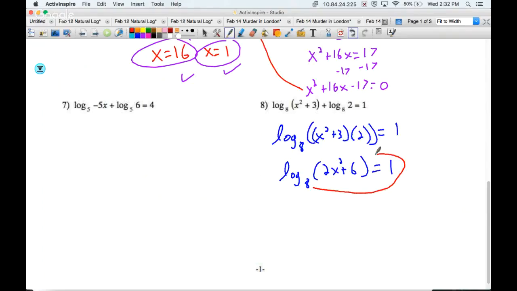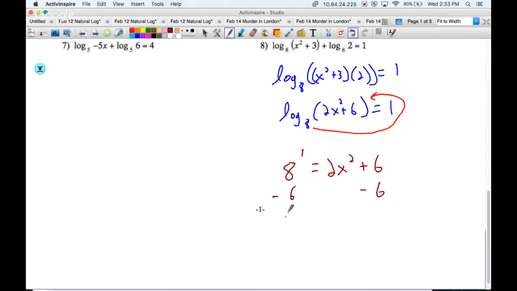I can do the swoop if that helps me, but essentially the base of the logarithm becomes the base of the exponent. The number on the other side becomes the exponent. And the argument gets isolated over here. I'll subtract 6 from both sides. 8 to the 1 is just 8, so then 8 minus 6 is 2. 2 equals 2x squared, divide by 2, divide by 2.